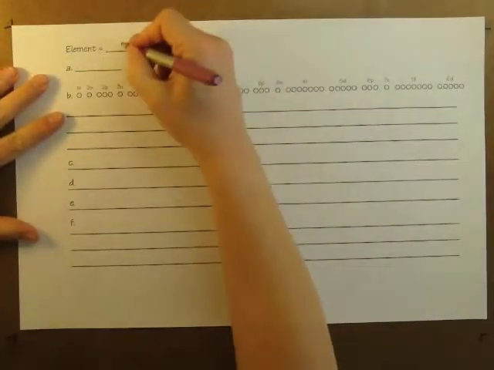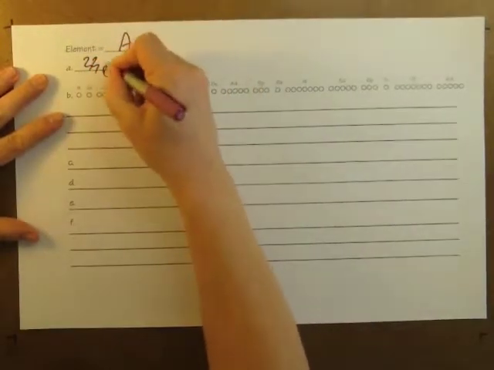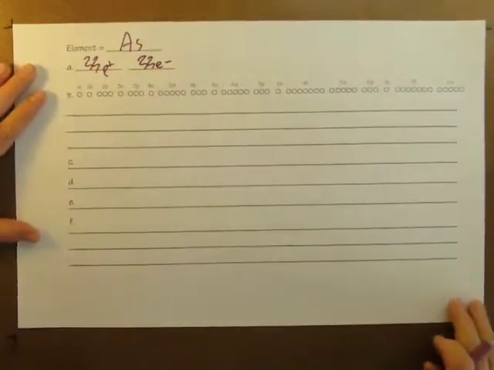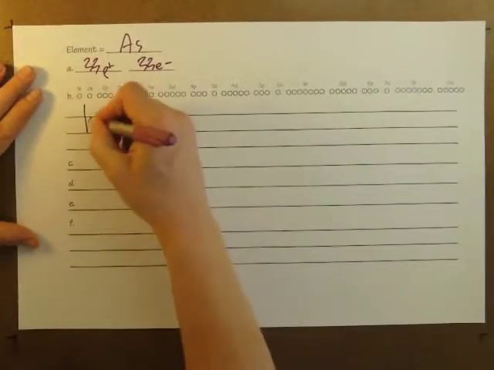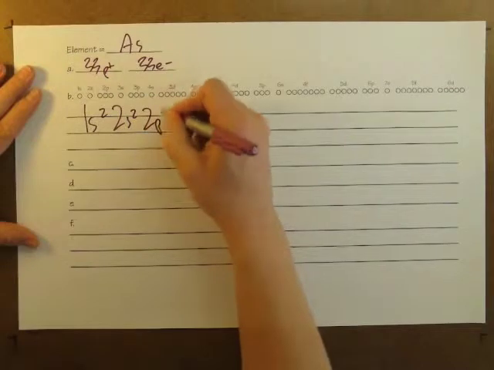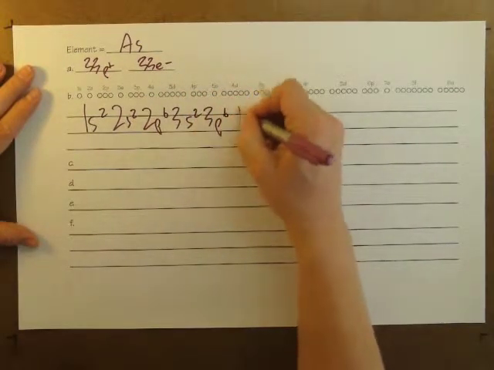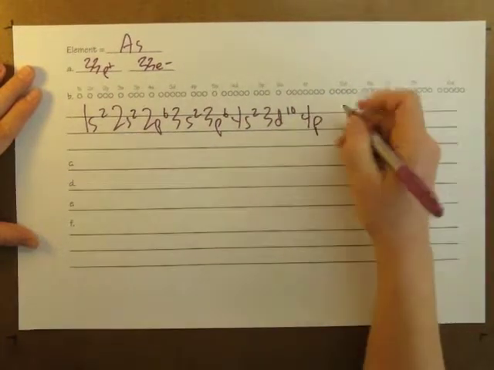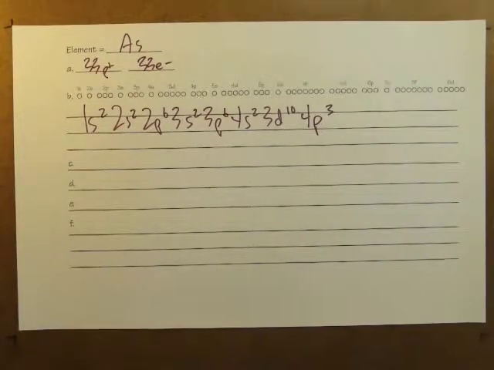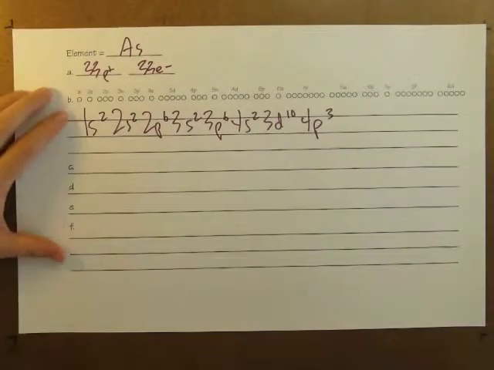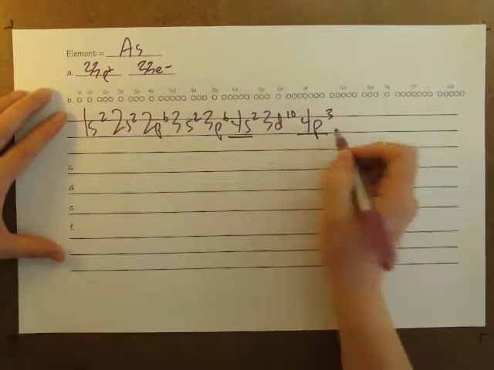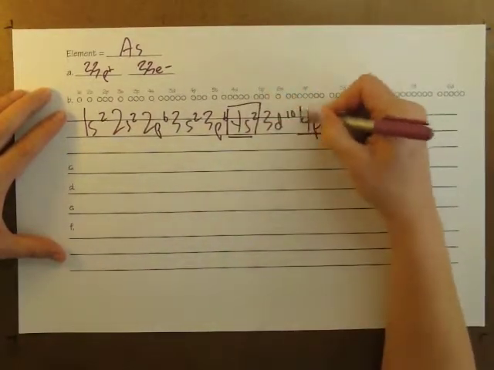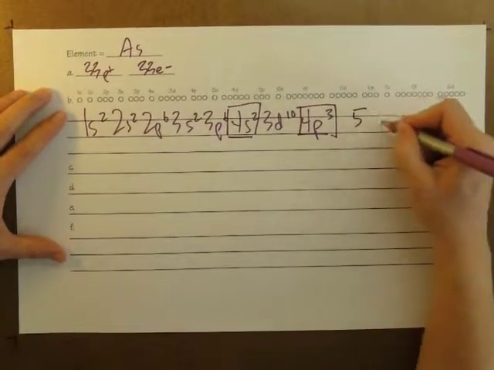Okay, arsenic. Arsenic is a metalloid, so I'll use a purple pen. Arsenic has 33 protons and 33 electrons. And if I write out its electron configuration, 1s2, 2s2, 2p6, 3s2, 3p6, 4s2, 3d10, 4p, this is 30, so 3 more electrons, 33 electrons. And identify the valence electrons by looking for the largest energy level number, 4. So these are the valence electrons. There are 5 valence electrons.